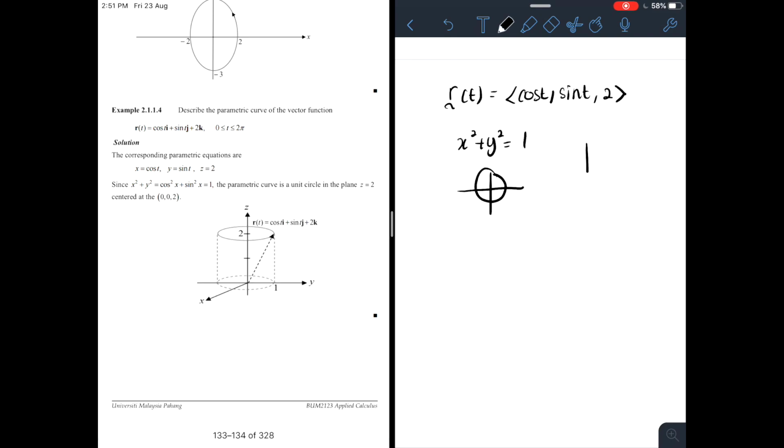So that's why you will end up with z versus y and versus x. So right now you will end up with a circle which has been elevated 2 units, at z is equal to 2, and it will have this direction.